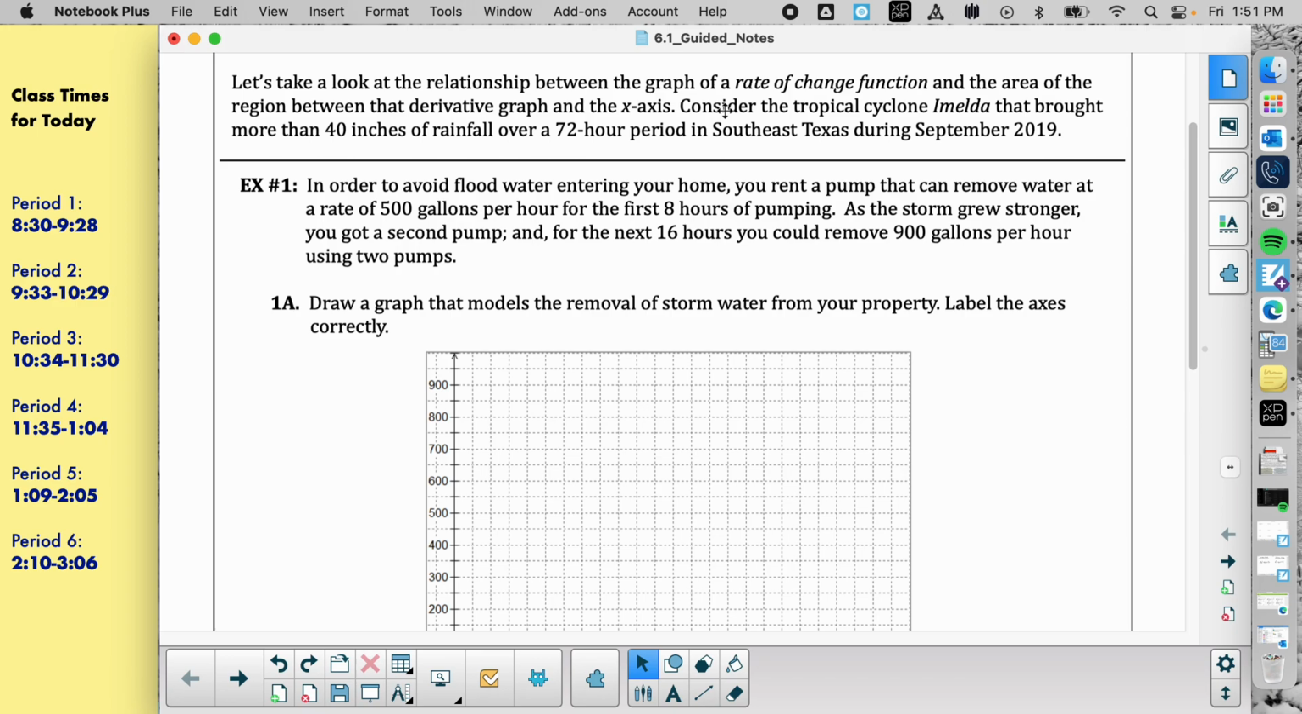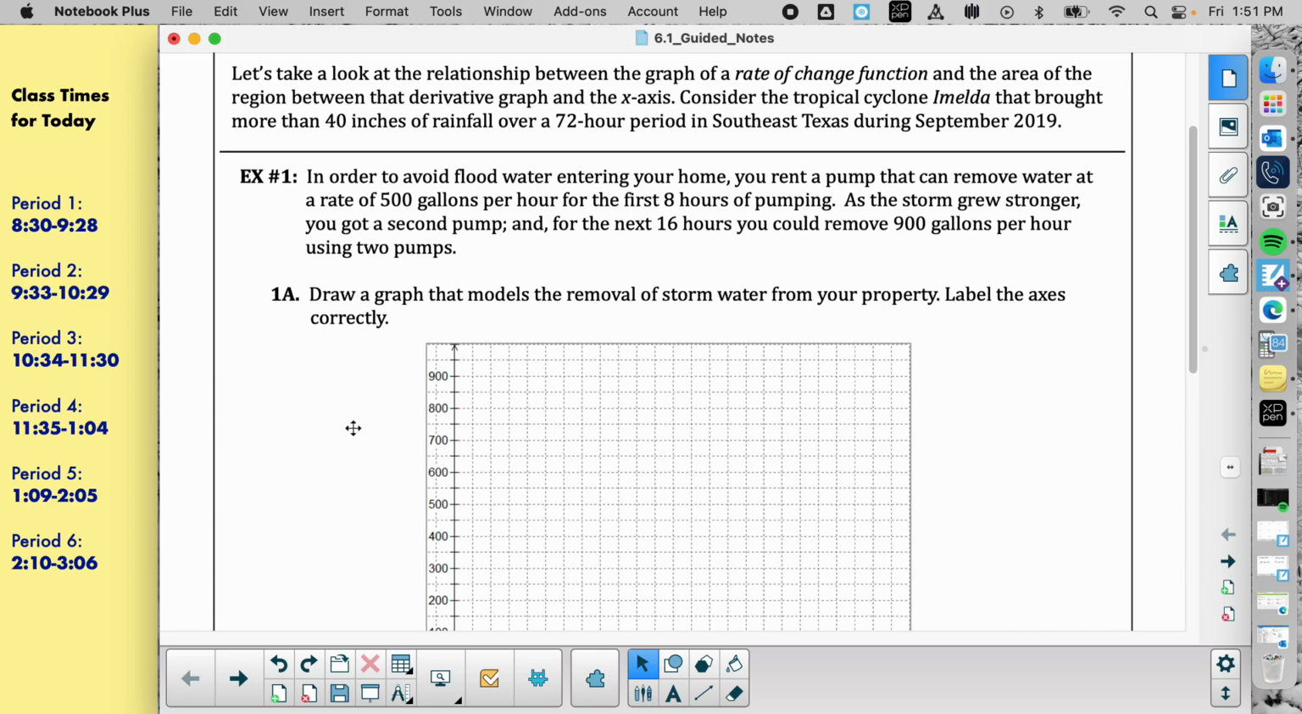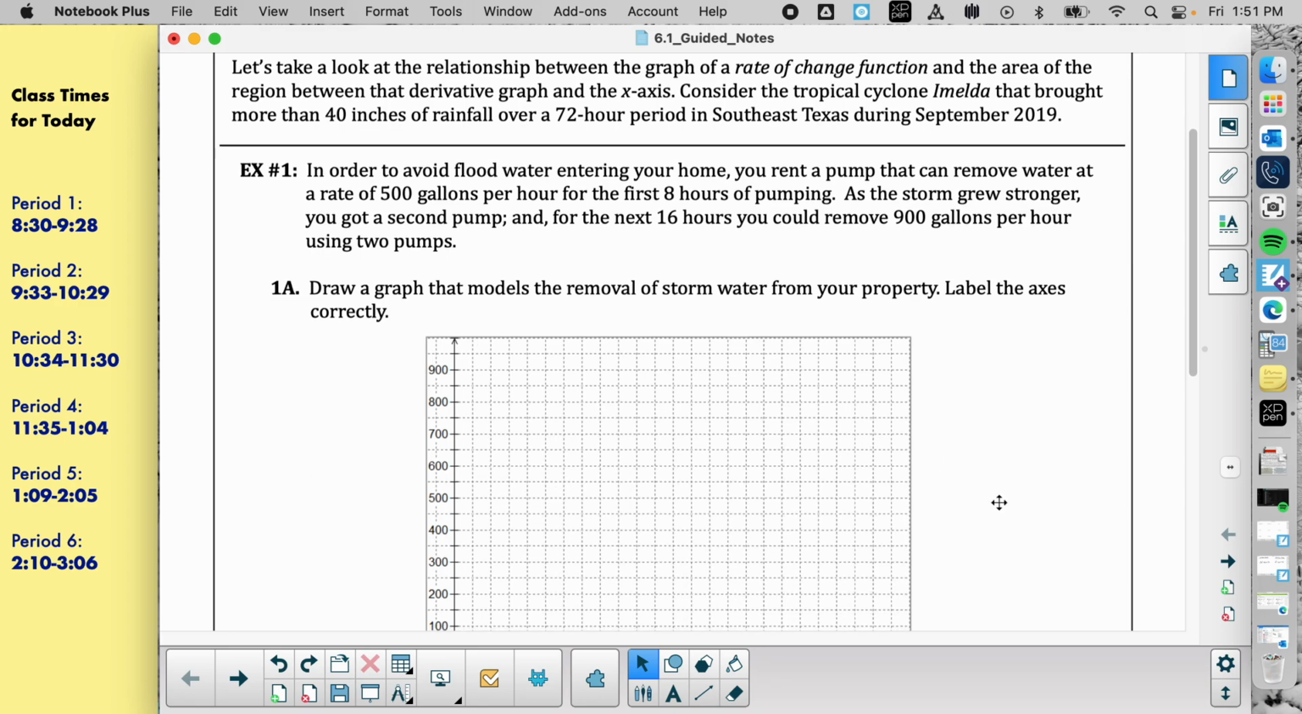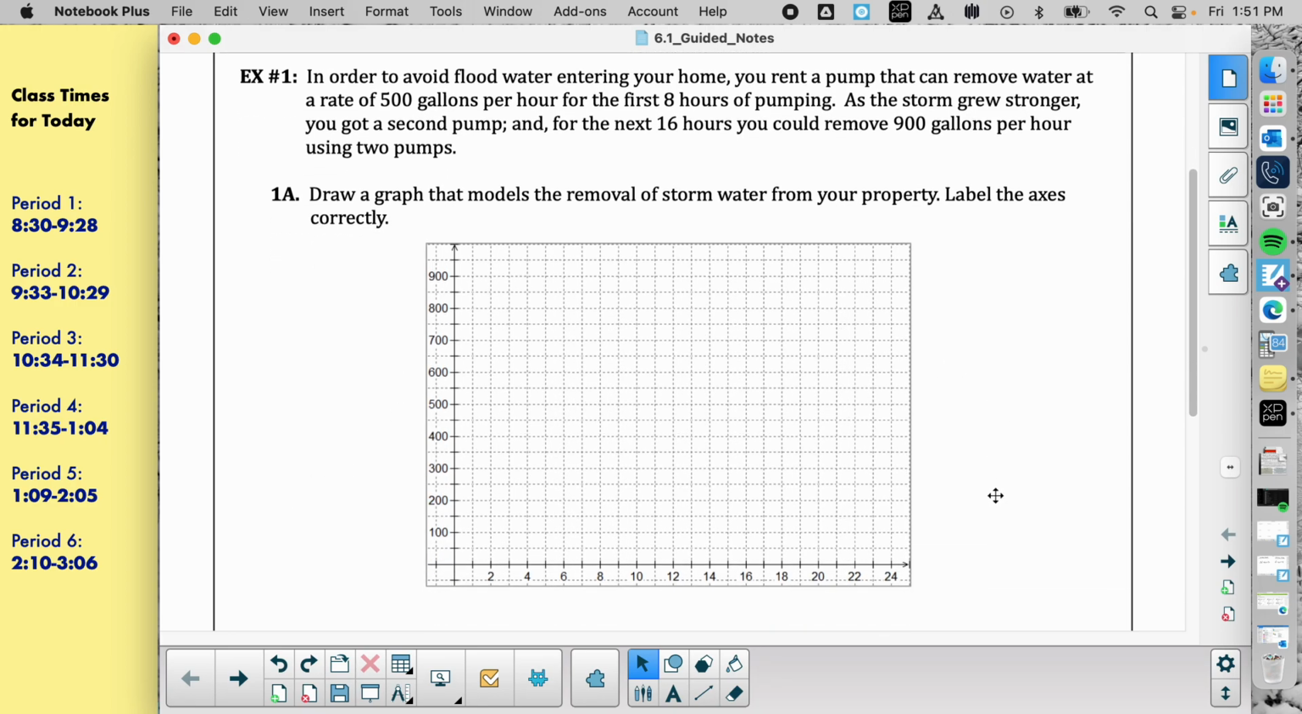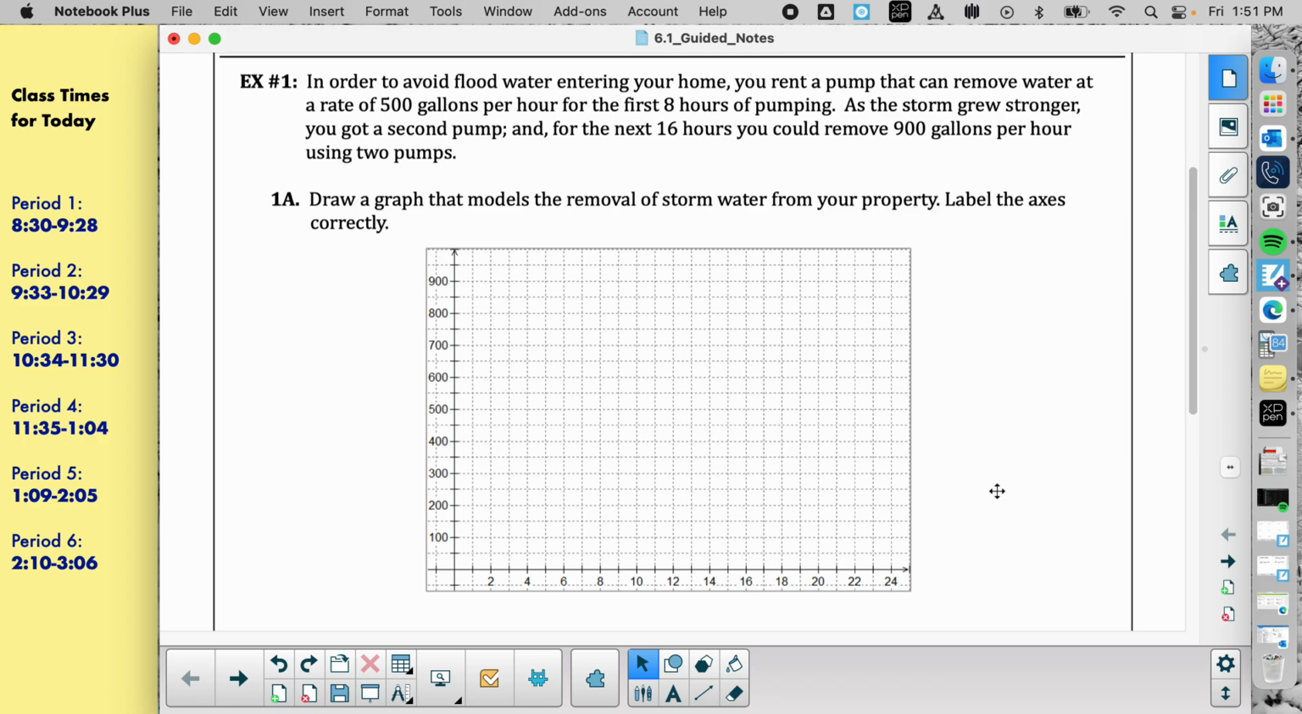So this whole problem is about pumping out a lot of water, because it talks about how they started off pumping out 500 gallons per hour, which sounds like a lot. But then apparently they needed a second pump to pump out 900 gallons per hour for the next 16 hours, which tells me that they had a lot of water. If that amount of water is in your house, it's generally not good anyway. So we are going to graph what this situation talks about.